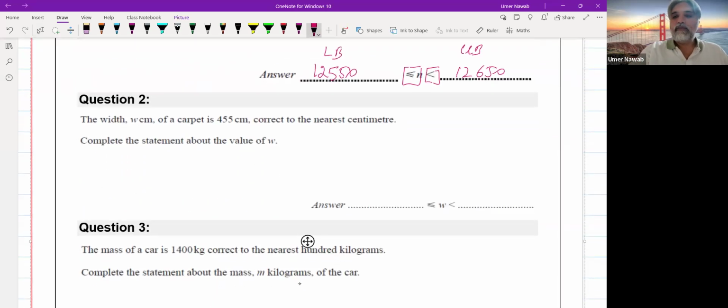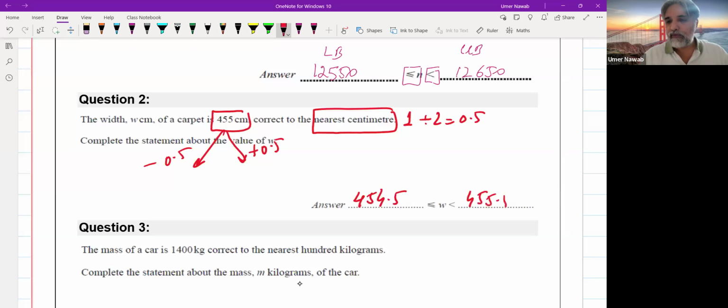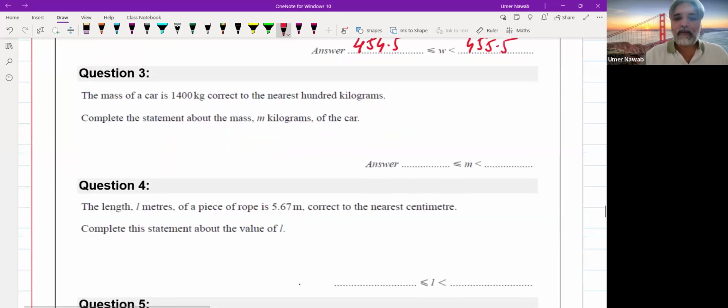Next, we have here 455 centimeters to the nearest centimeter. So nearest centimeter means 1 divided by 2 is 0.5. So subtract 0.5 and add 0.5. So after doing this calculation, I will get 454.5 and 455.5.